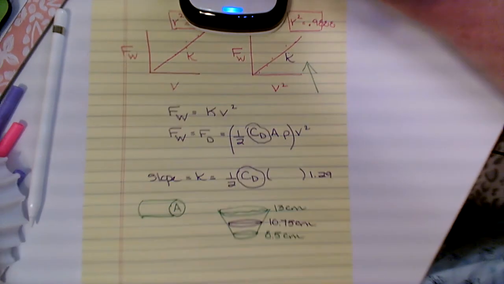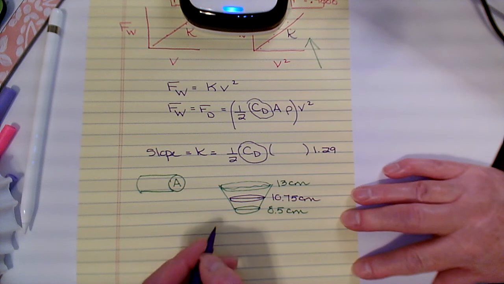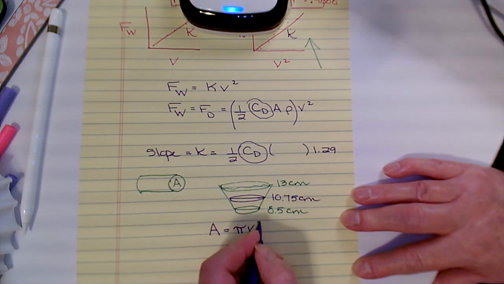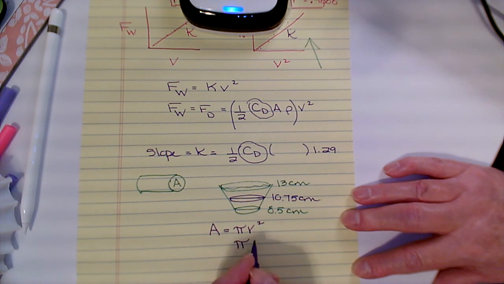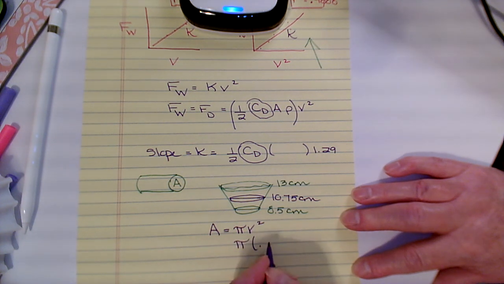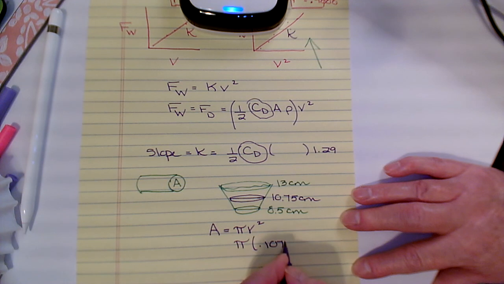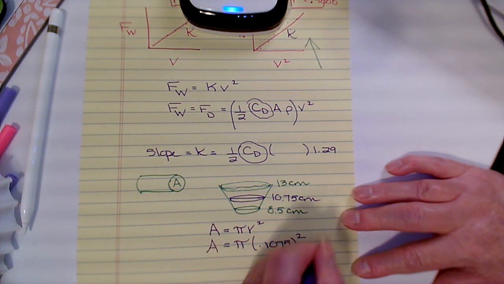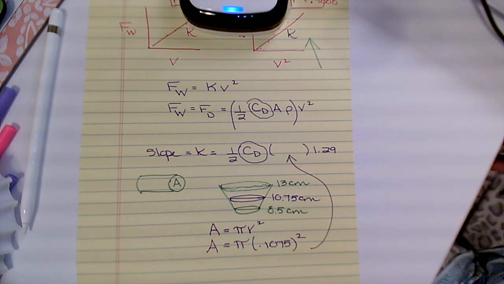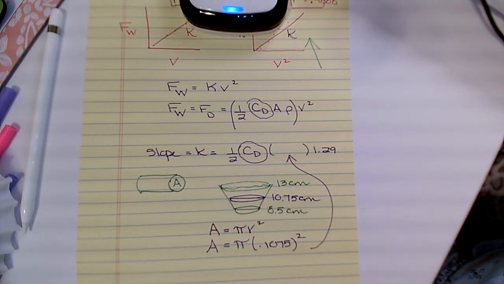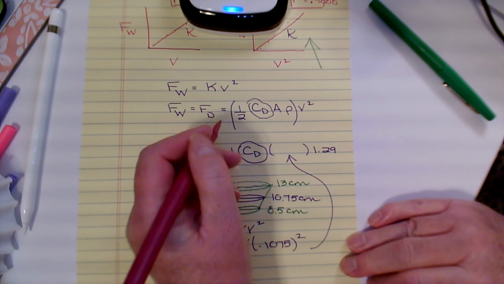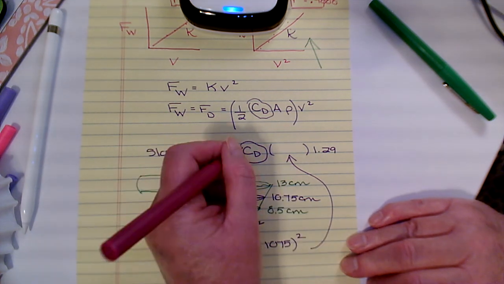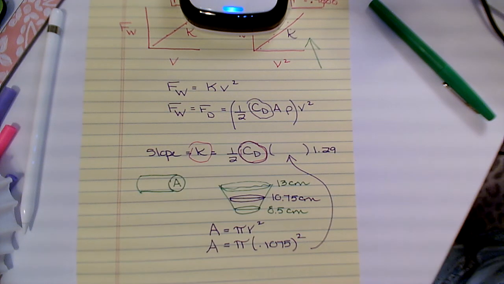So I need to plug in the A value though. So the cross-sectional area is going to be a circle, which is pi r squared. So it's going to be pi, and the radius that I'm going to use is that 10.75, but I'm going to convert it into meters. And this is the A value that is going to go in there. So again, if you know your K value, which you can get from your graph, you then would have everything that you need to calculate the coefficient of drag.